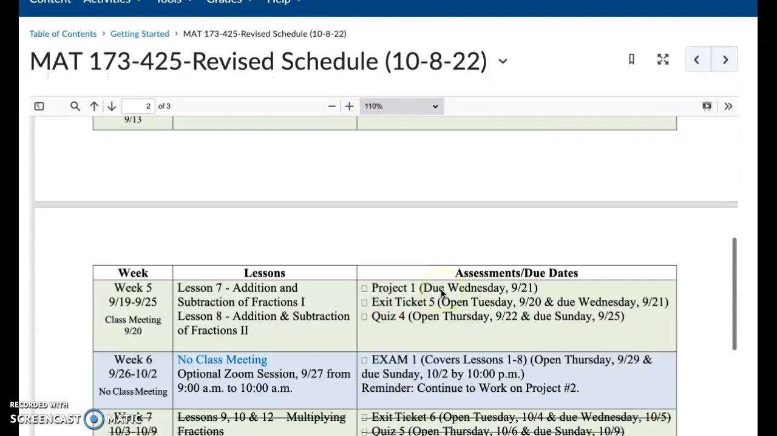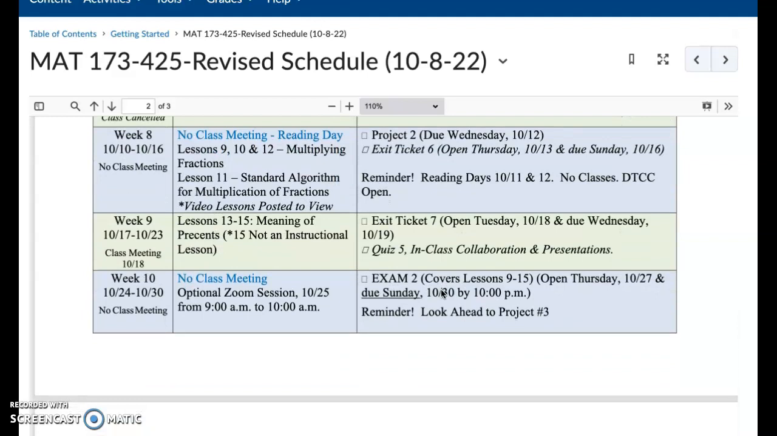Taking a look at this, we are now at week 8. We know there's no class this week due to reading days. You do have your project 2 due this Wednesday, and you will have an exit ticket specific to the lessons that will be reviewed in these videos.